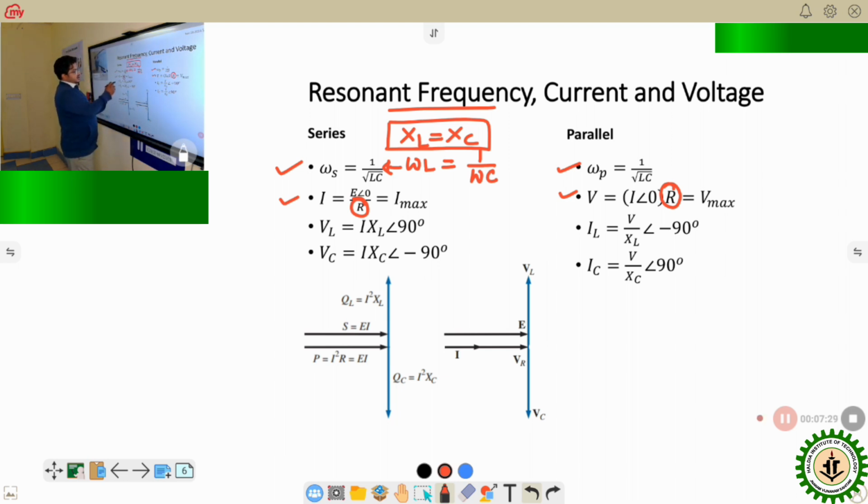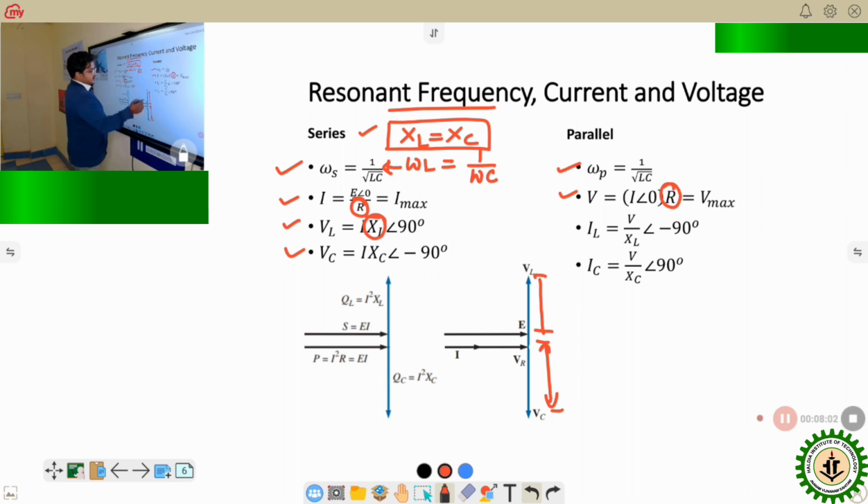So this way I can get the VL and VC, that is the voltage across the inductor at the same condition, and voltage across the capacitor at the same condition. We can see that when XL is equal to XC at resonance frequency condition, the magnitude of voltage across the inductor and the magnitude of the voltage across the capacitor are the same but opposite.